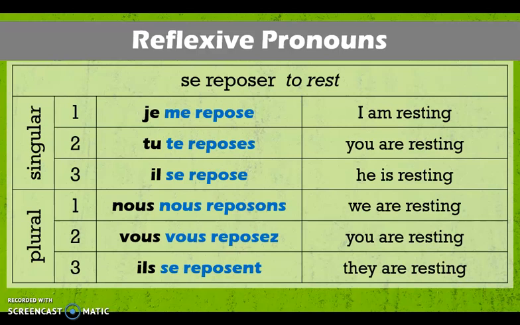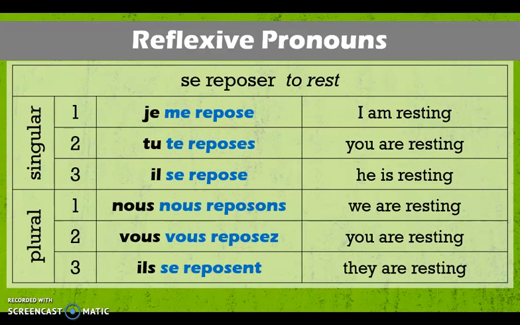Nous nous reposons, we are resting. Vous vous reposez, you all or you are resting. And ils se reposent, they are resting. Okay. Again, regularly conjugated verb with the reflexive pronoun in front. All right. Well, let's go on then. I think you've probably got this down.